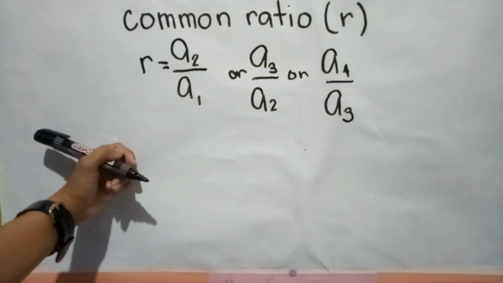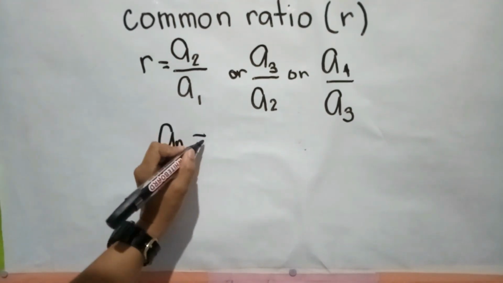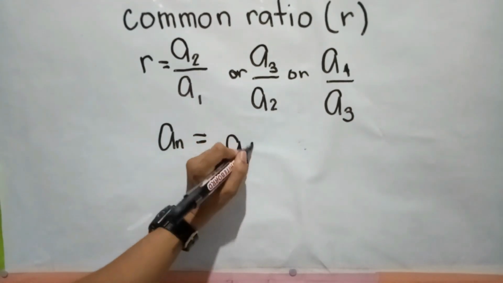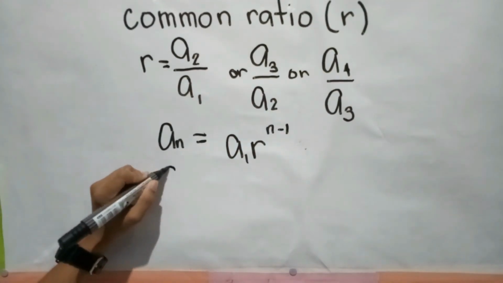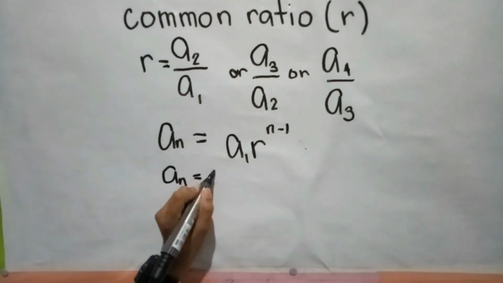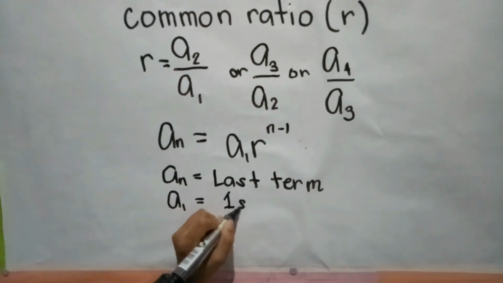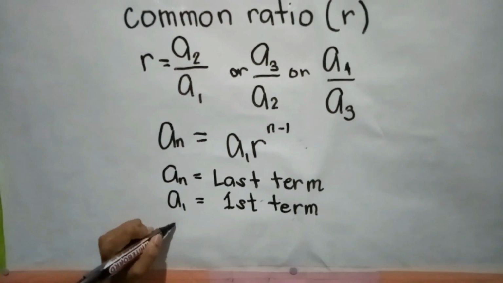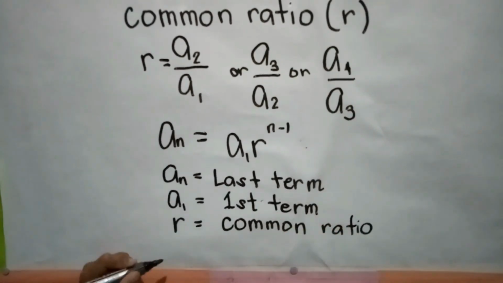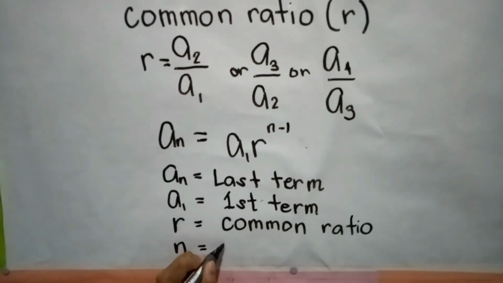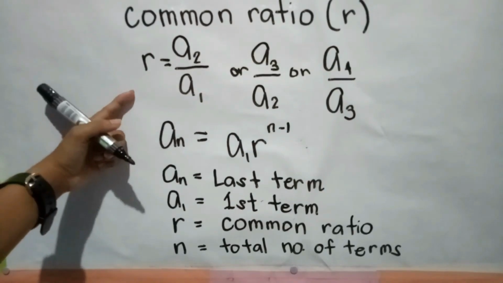For obtaining the nth term of a geometric sequence, we have the formula a sub n is equal to a sub 1 times r raised to n minus 1, wherein a sub n is equal to the last term, a sub 1 is the first term, r is the common ratio, and n is the total number of terms. So these are the formulas that we are going to use.